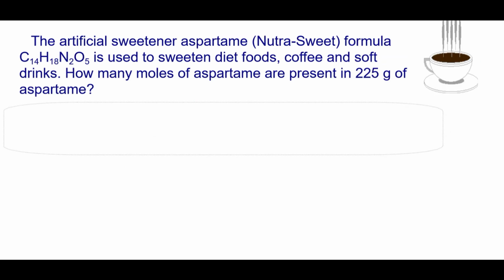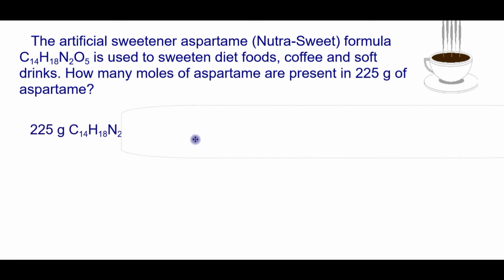This time we're going to look at NutraSweet, and the formula is given. We want to know if we have 225 grams of aspartame, how many moles is that? Well, we start off with our given. But we can't look the molar mass up on the periodic table, and so we have to calculate it, taking into consideration there are 14 carbon atoms, 18 hydrogen, 2 nitrogen, and 5 oxygen.